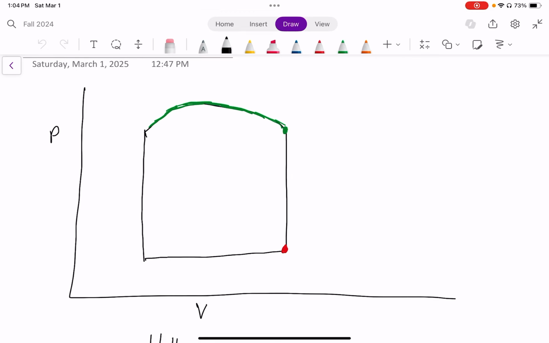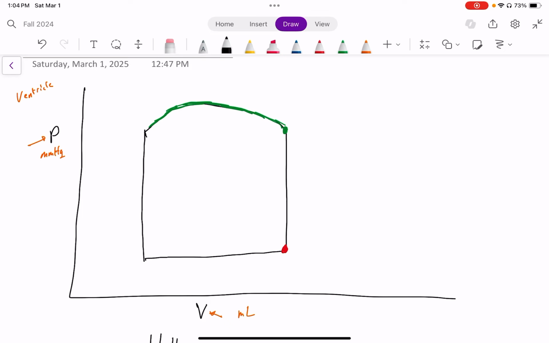First off here, this will be the ventricle right here that we're representing. And we're looking at the pressure in the ventricle as well as the volume. And the pressure is always measured in millimeters of mercury. The volume is always measured in milliliters.